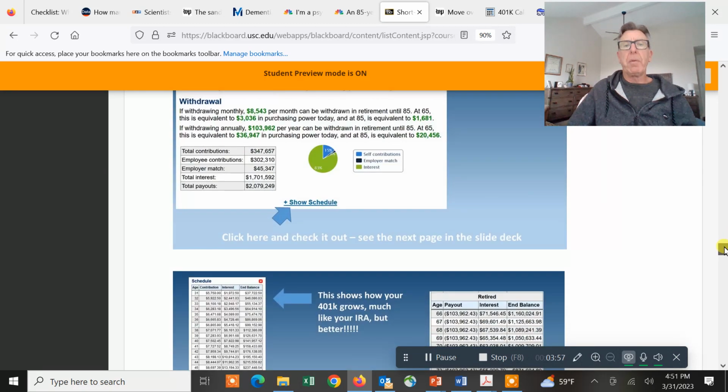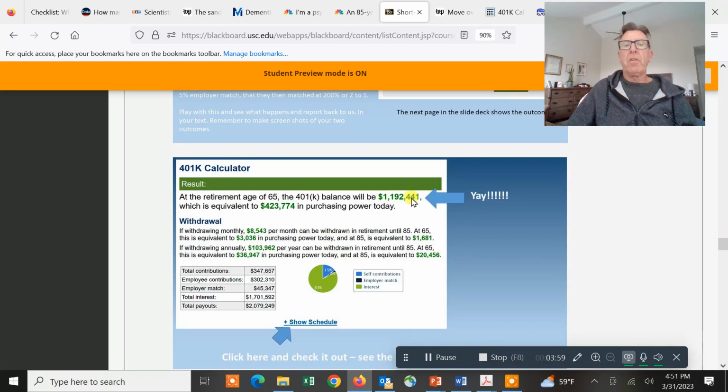And then when this thing spits out, it shows you the amount of money you have when you retire, but down here you'll see it shows a lot more money because as you start spending the money, it's still earning interest. So the total amount of interest that you earn can be enormous over a long time.